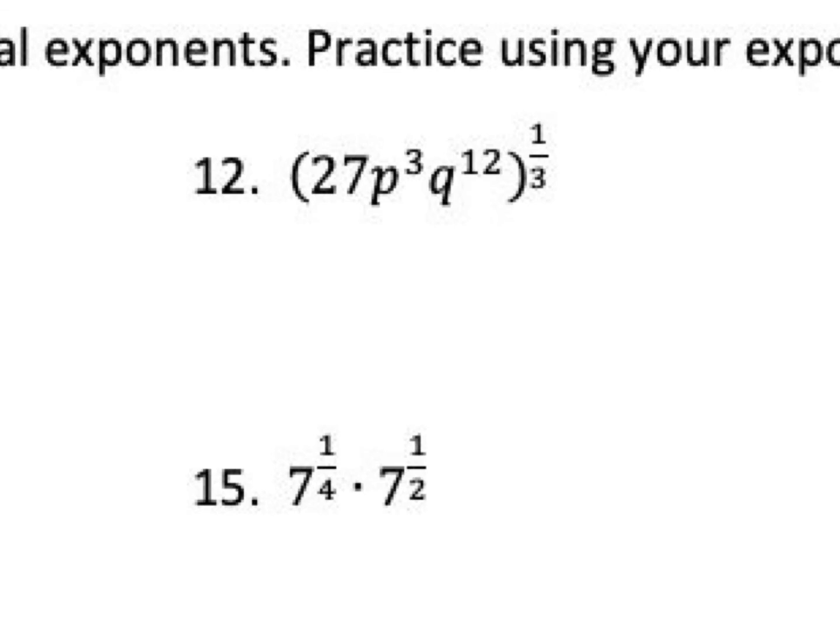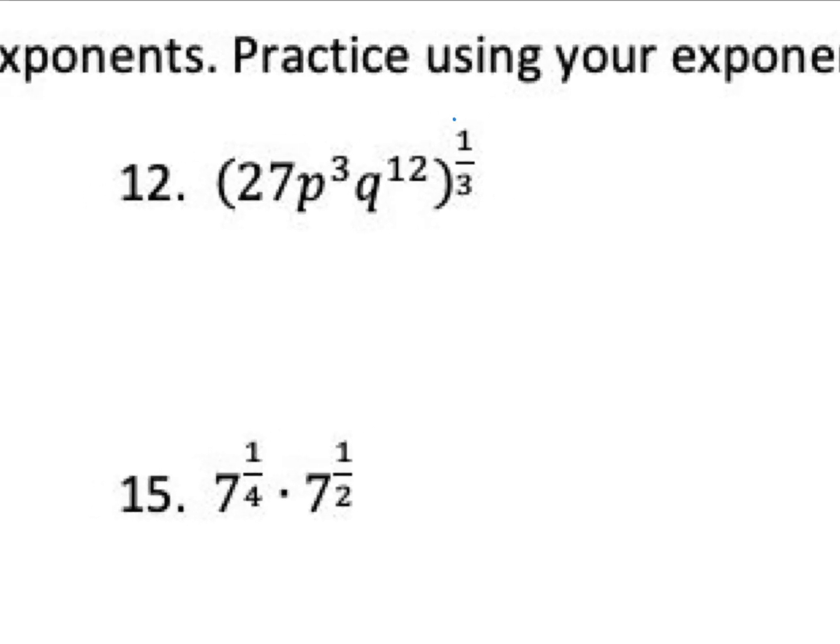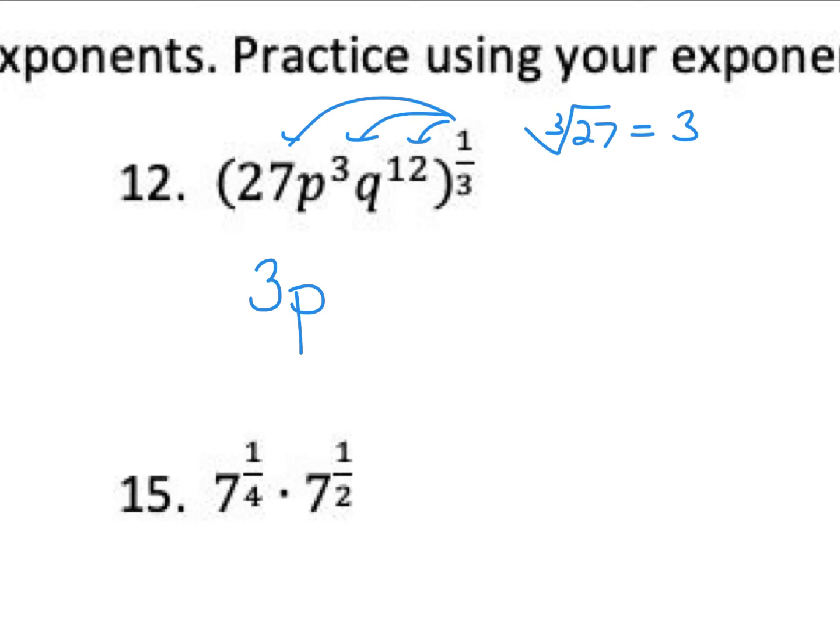Next one, number 12. I've got power to power. I'm going to begin by distributing this outer exponent, which would be 27 to the 1/3, which is the cube root of 27, and the cube root of 27 is 3, because think of it, 3 times 3 times 3 is 27. So I get 3, keep my base, and multiply. 3 times 1/3 is 1, so p to the first. q to the 12 times 1/3 is 4. Beautiful. Look how easy that one is.